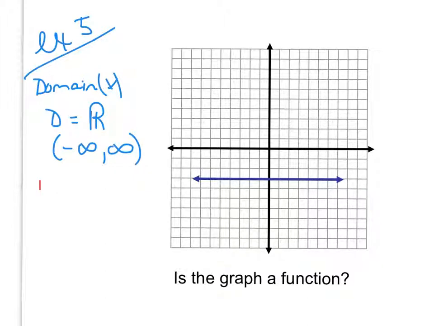Your range, well, range is your y values. So your y values are here. The only y value you have is negative 3. It's negative 3 there, negative 3 there, negative 3, negative 3 there, negative 3. So for the range, it's going to be negative 3. So y will be equal to negative 3.